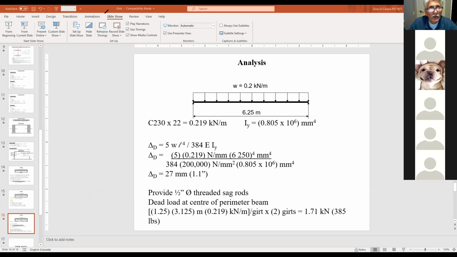That pretty well finishes the girt design, and I'm glad I screwed up. This way, it gave me a chance of showing you how quickly you can go back and correct yourself from the beam selection table. And I'm going to move on to the perimeter beams if nobody's got any questions.